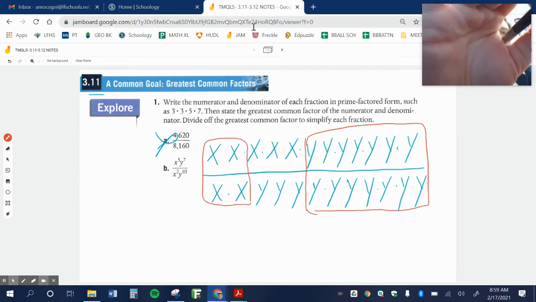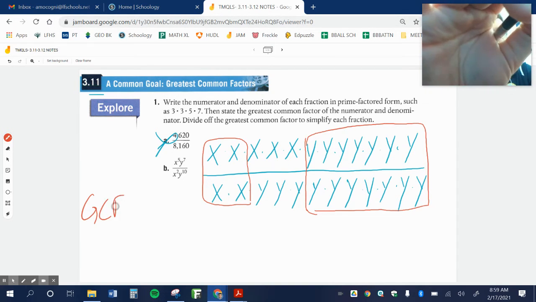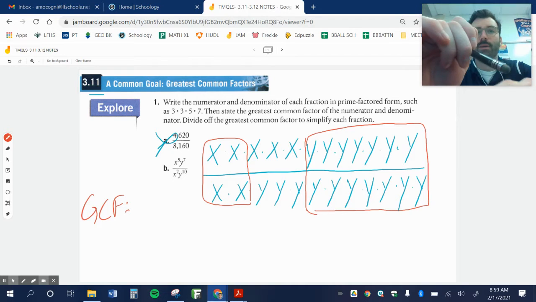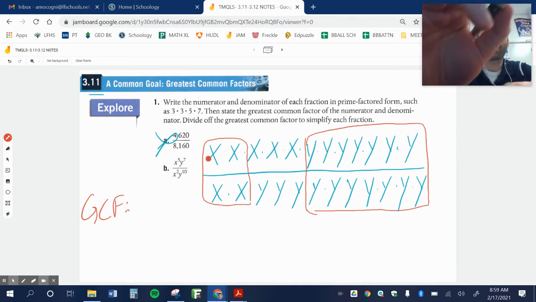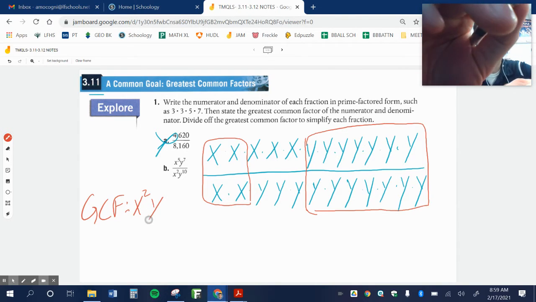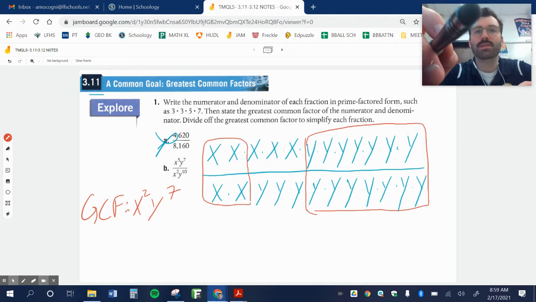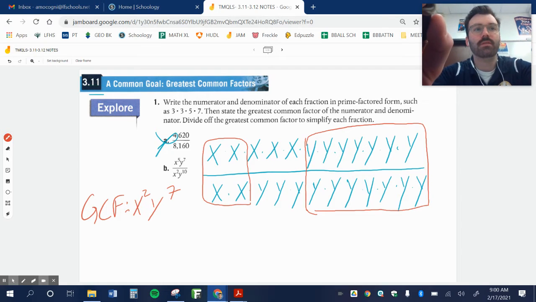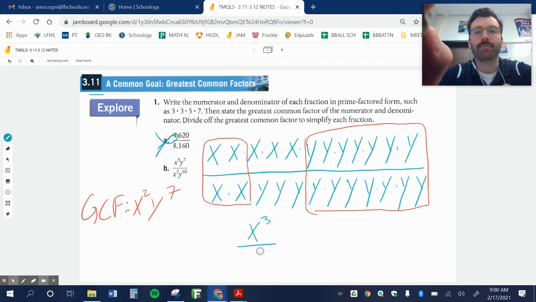So really our GCF here is what's circled. How many x's do they have in common? The numerator and denominator both share at least 2 x's and 7 y's. So that's our GCF. After we take out that GCF, what's left over? I have 2 x's on top and 3 y's on the bottom.